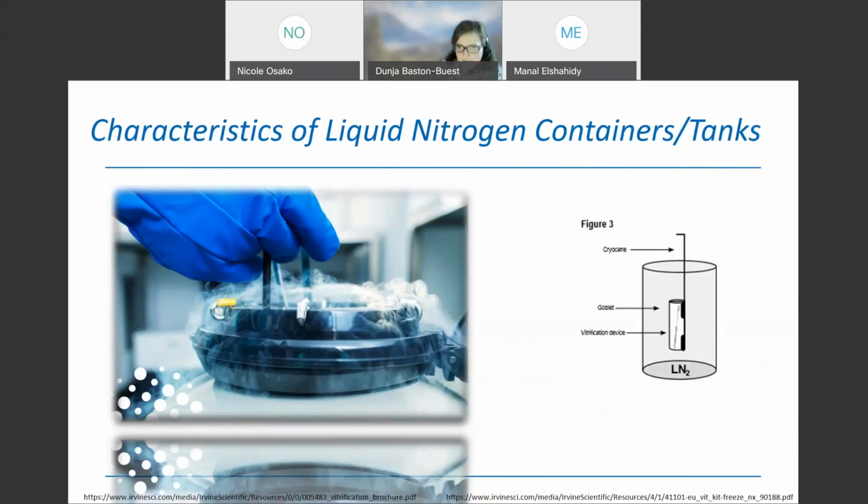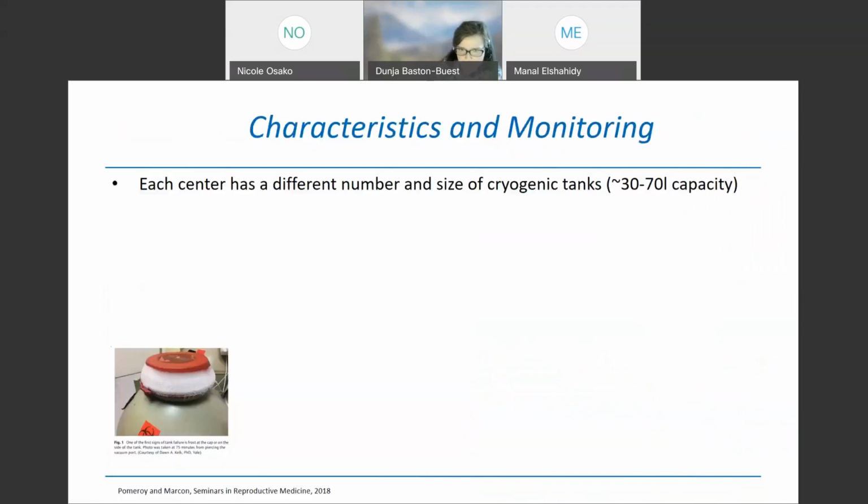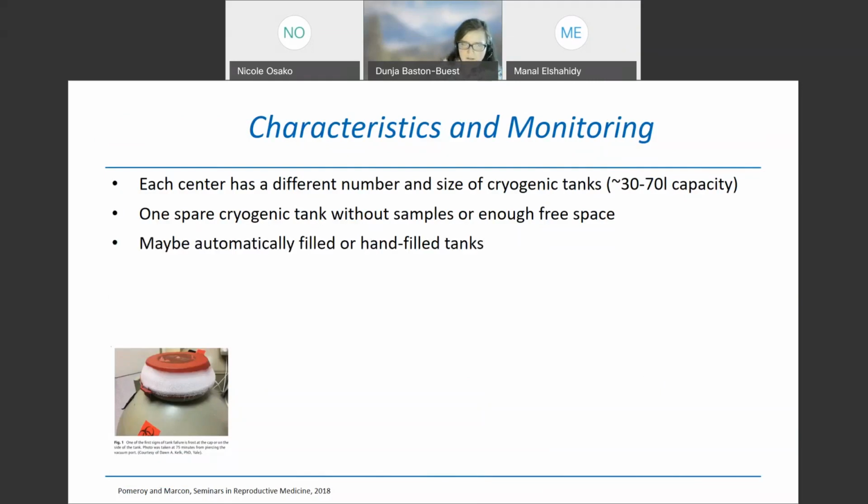What about the features of the liquid nitrogen containers? I think all of you know the containers in your center, but we all have a different number and different sizes of cryogenic tanks, most of us between 30 and 70 liters capacity. It's advisable to have one spare tank, so a tank without samples or with enough free space in case you need to rearrange your samples.